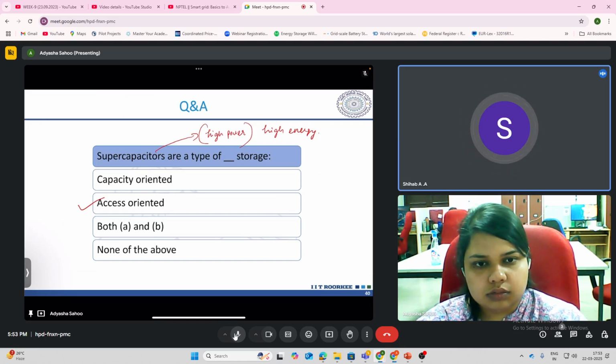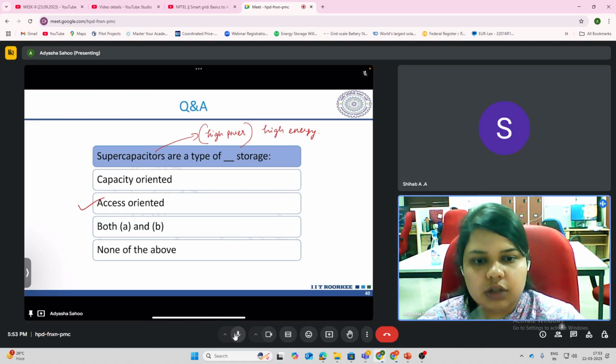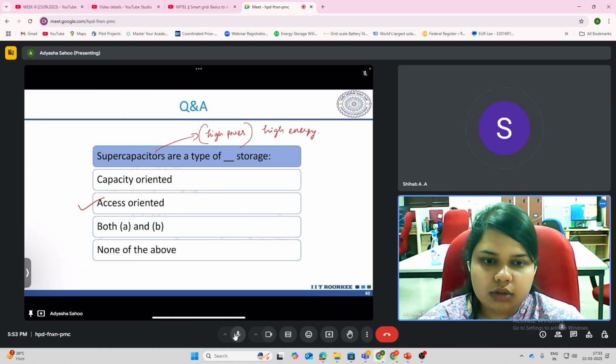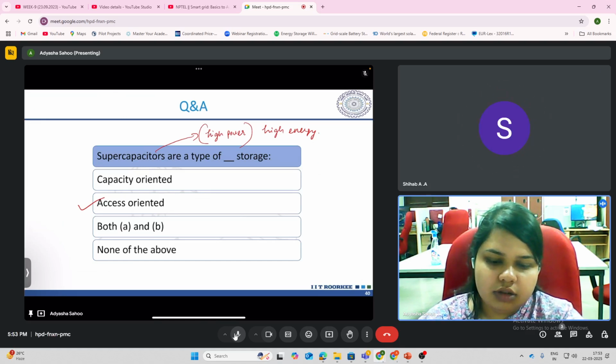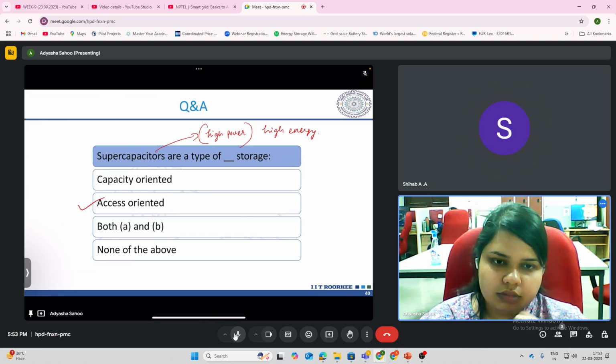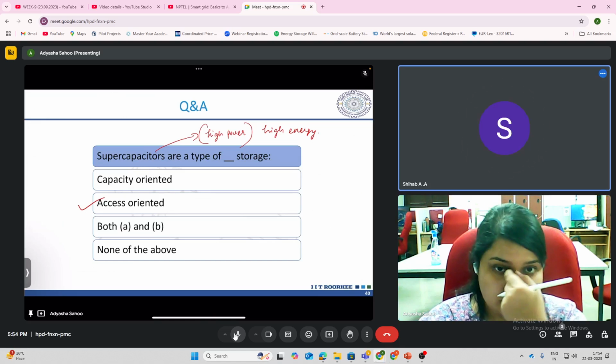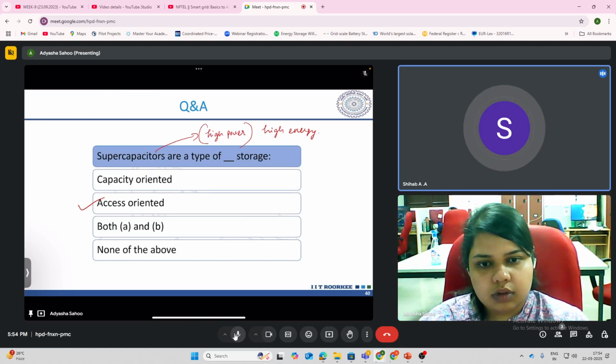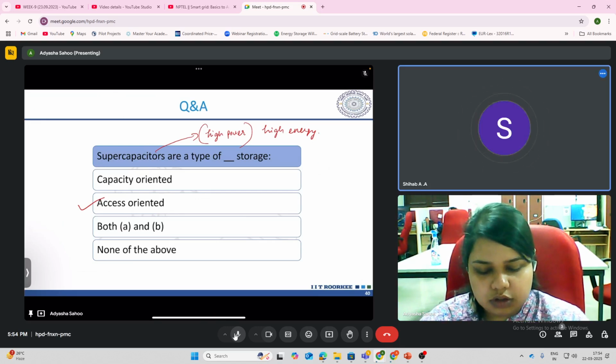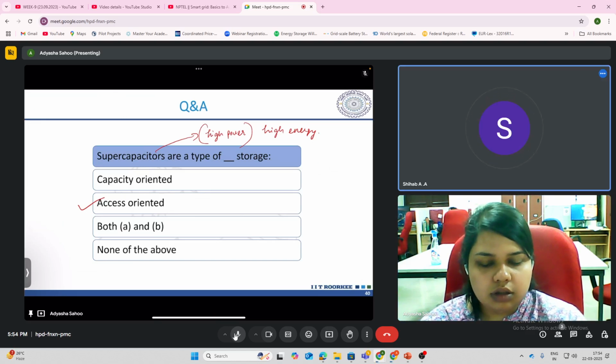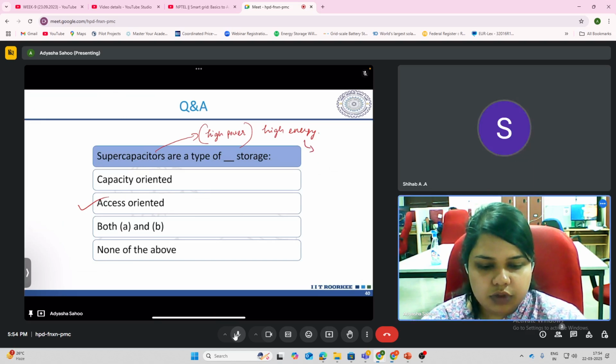Yes, it can charge or discharge very quickly, very rapidly in a small amount of time, but it cannot store the energy for a longer period of time. For storing the charge for longer duration, we have the high energy type, which is done by your battery energy storage, basically lithium ion batteries.